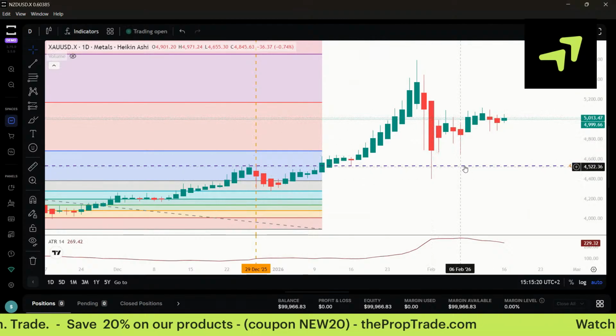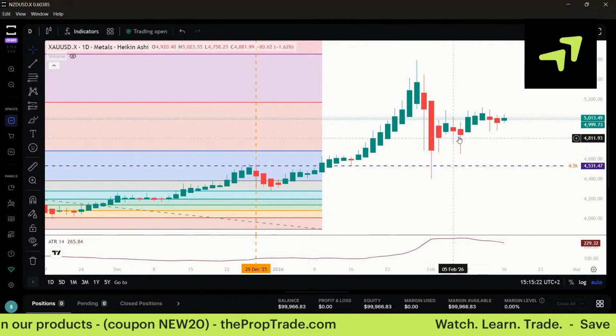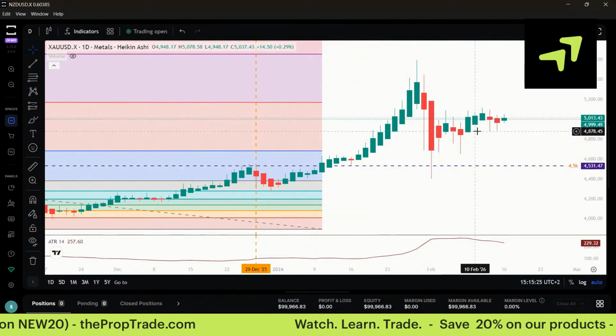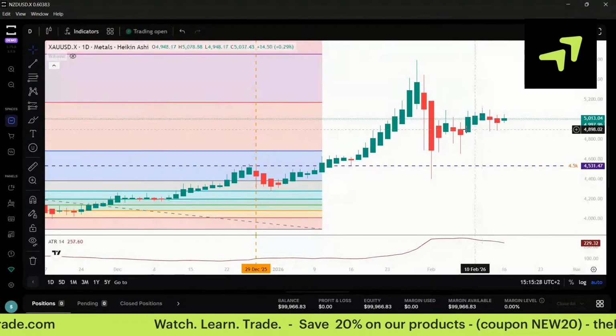We went under that 4,500 on that day, didn't we? And then we've sort of drifted higher. Looked like here, the 9th, the 10th, and the 11th looked relatively positive. Looked like we were moving up.